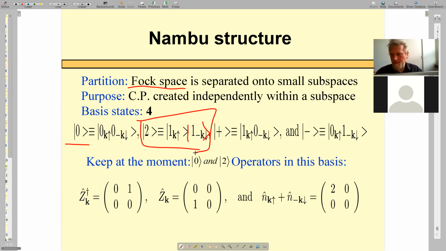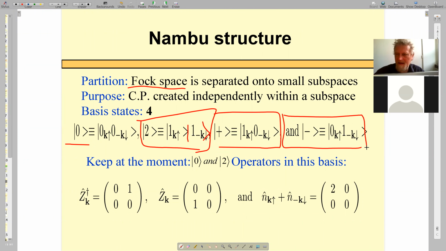Also, these two levels can be populated with single particles. So I have electrons with spin. I could sketch it like this: a state with 0 particles, a state with 2 particles, and 2 states with a single electron, either spin down or spin up. All right. It's only a partition. We didn't do anything. Now we will understand how operators work in this basis.